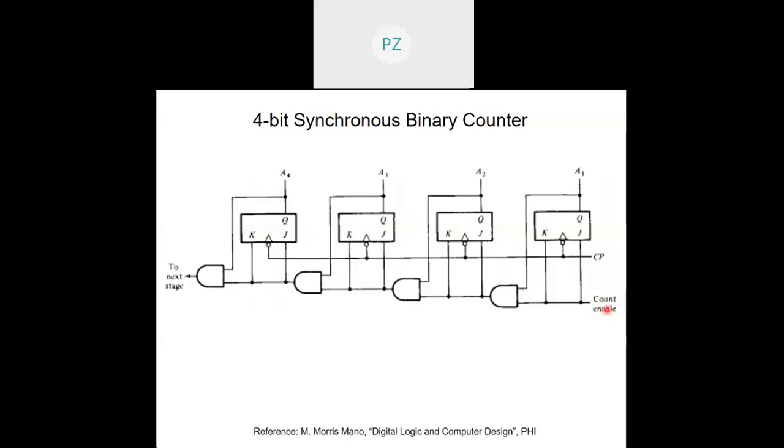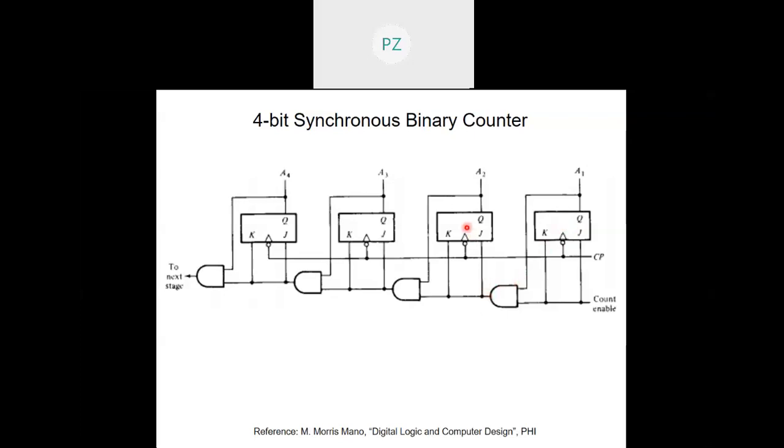Now suppose count enable is 1. If count enable is 1, then both these terminals will be 1, 1, so it will go into the toggle mode. That means at each negative edge of the clock pulse, the least significant flip-flop will toggle. If you write the binary count, then the least significant bit changes at every successive step: 0, 1, 0, 1, 0, 1. That is precisely what will happen when the count is enabled. Both these terminals are 1, 1, so at every negative edge, this particular flip-flop will keep toggling.